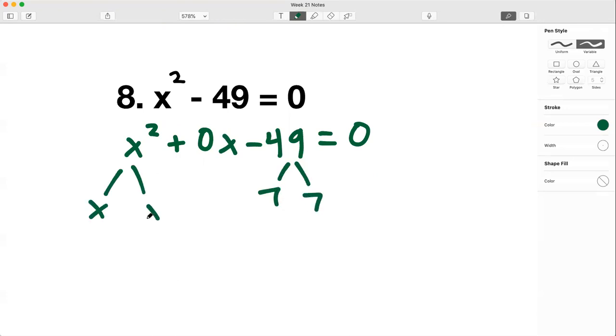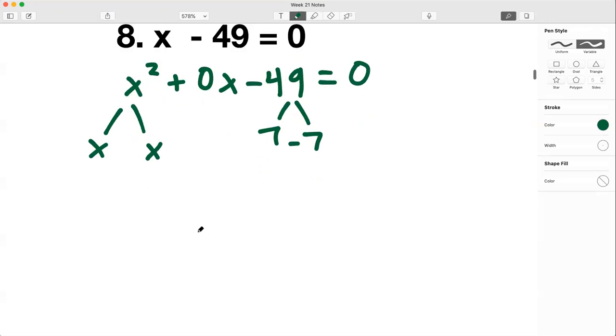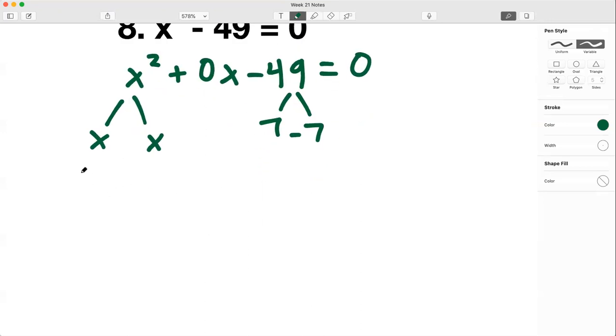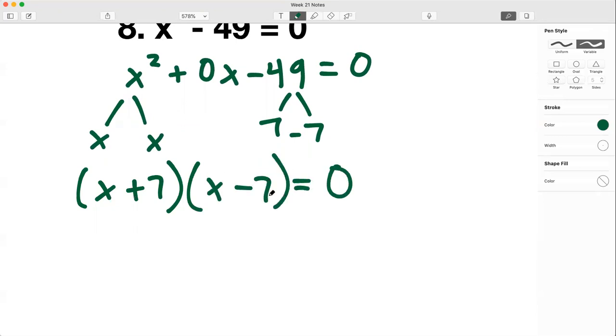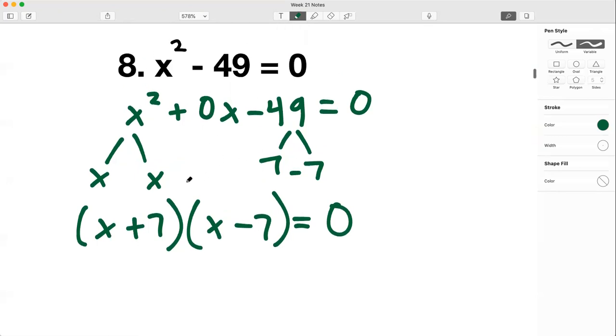x and x. Right? So one has to be negative, one's positive, right? Because we got 0 when we add them. So one has to cancel the other out. So x goes with positive 7. Then x goes with negative 7 equals 0. Okay? So yeah, we just factored that.